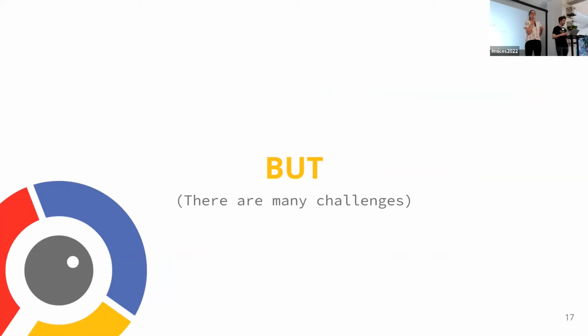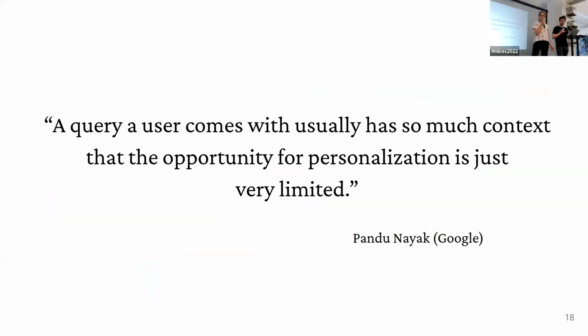We could see that it's very important to do it. So let's do it. There are many challenges that we will see. The third thing is from Google themselves, saying that when you personalize something on Google, it's absolutely difficult or impossible when you don't have any context. There is so much context when you do a query on Google, so many different contexts, that it's very complicated to link searches one to another.